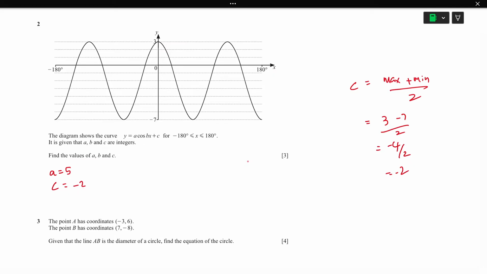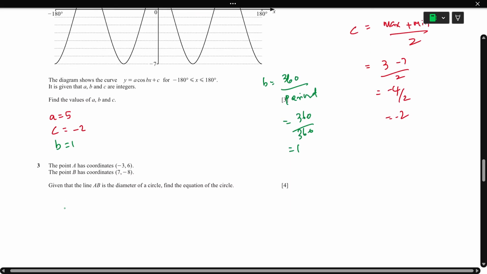Next I'll go for b. b equal to 360 divided by period. So here, 360 divided by the period. The graph never moves left and right because it intersects at the same point on the y axis, only the altitude has changed. So this is never moved. This is the full length, from here to here is going to be 360. Which is equal to 1. So b equal to 1. So we found a, b and c.